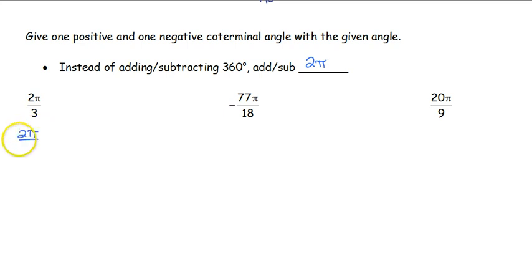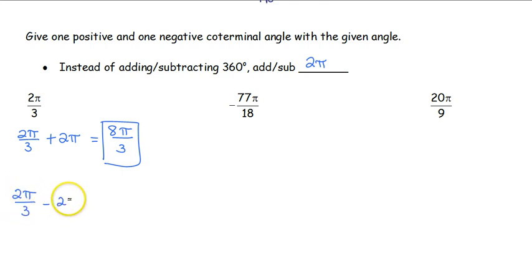So 2 pi over 3. If I want a positive coterminal angle, I add 2 pi. And remember, just do the 2/3 plus the 2 in your calculator. Don't put the pi in because we want exact answers. We get 8 pi over 3. That's not always the only one. Remember, it's infinite. I can keep on adding 2 pi. I just keep on going around my circle, around and around and around. If I want a negative coterminal, I subtract 2 pi. And 2/3 minus 2 gives me a negative 4 pi over 3.